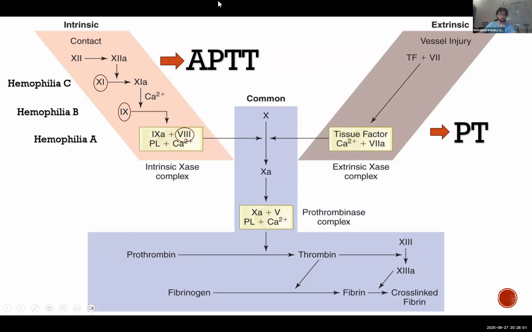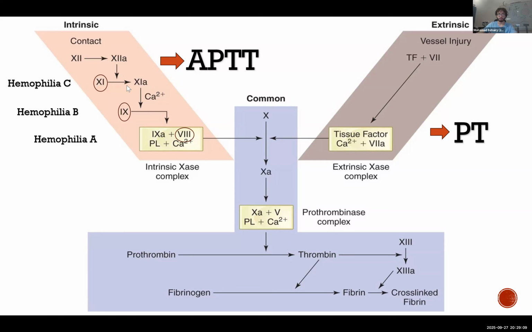Can we agree on this? If you get a question in the exam saying, a child is diagnosed with hemophilia C, which of the following factors is deficient? You're going to tell them factor 11. Okay, that's basically why I'm telling you this concept.